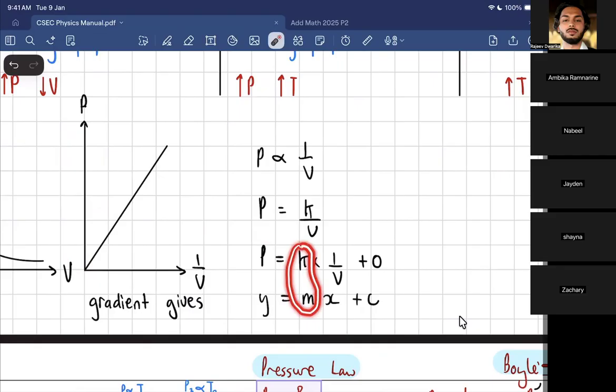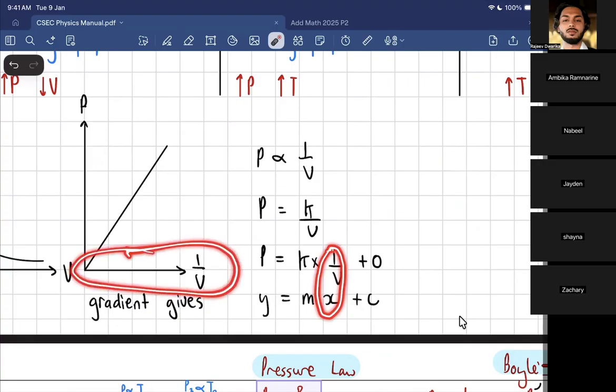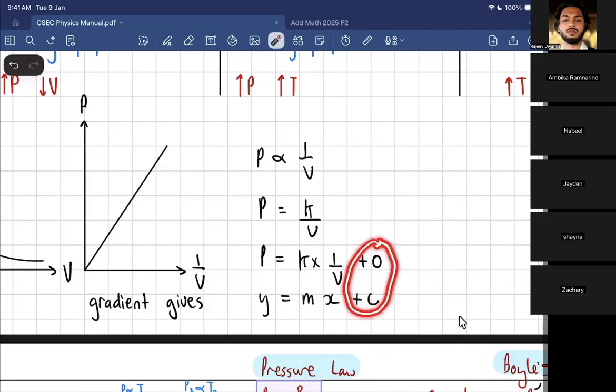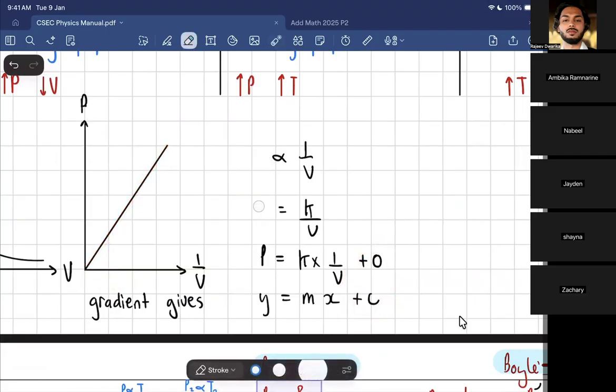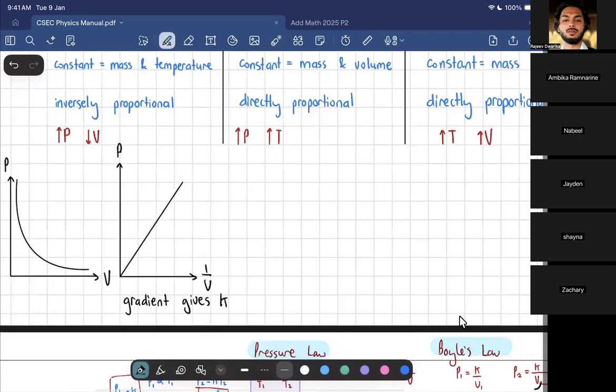What is the gradient giving us? M is giving us K. And what do we have to plot on the x-axis? 1 over V. You see it now with your own eyes. And the line is passing through what? The origin, because the y-intercept is 0. It's passing through 0, 0. So long story short, if you have a pressure versus 1 over V graph, the gradient gives you the constant of proportionality, K. Great.